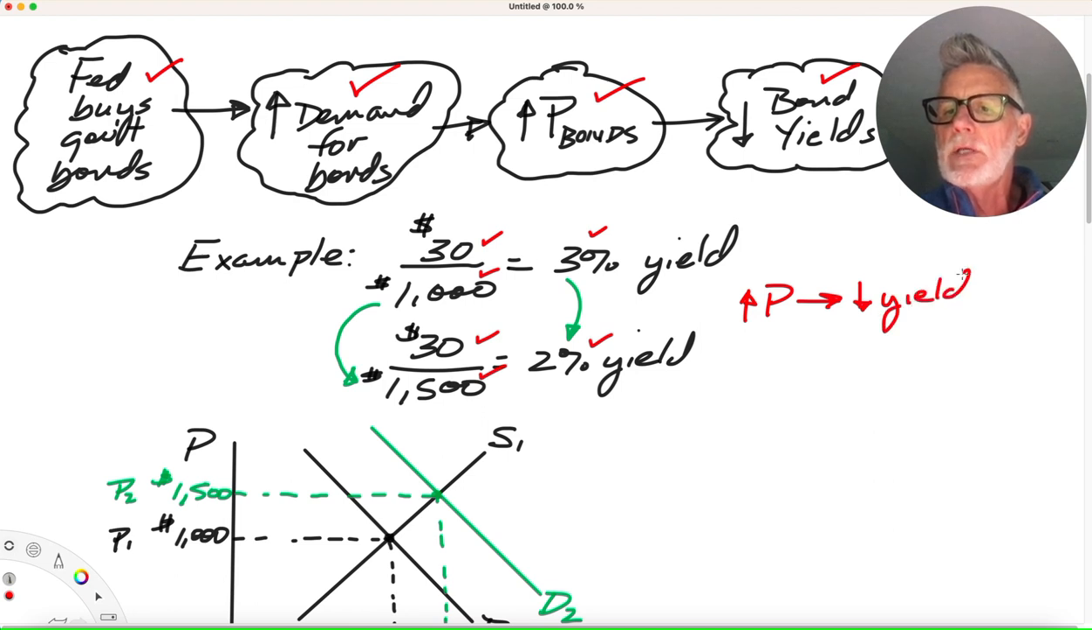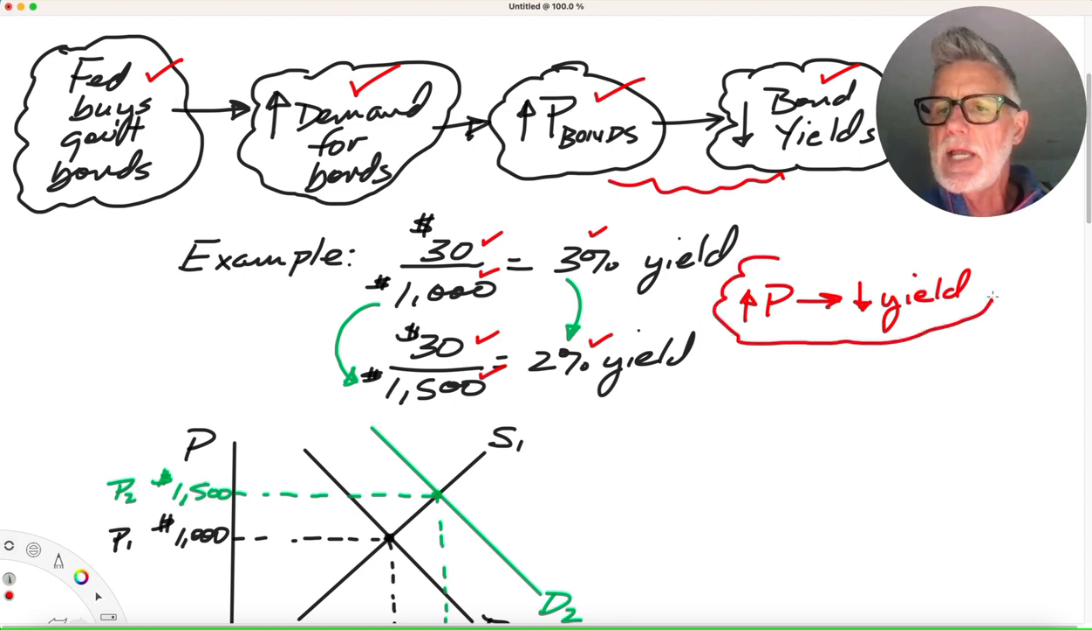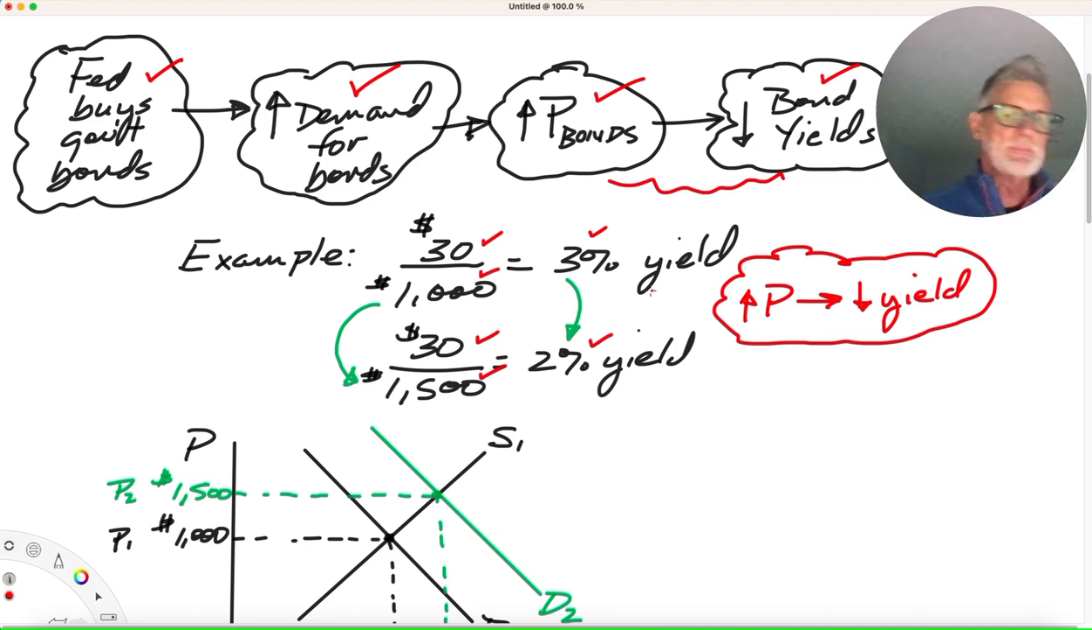So an increase in the price of the bond is going to decrease the yield on that bond. Mr. Sipsic, you wrote that already up here. Yes, I wrote it, and I'm writing it again to say to you, jot these things down, and jot them down again, and again. The more times you jot them down, the more likely your brain is to remember them.